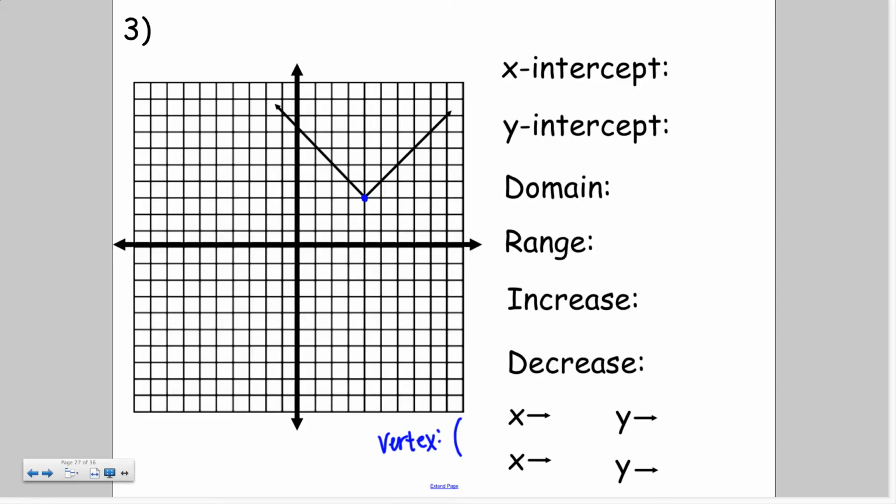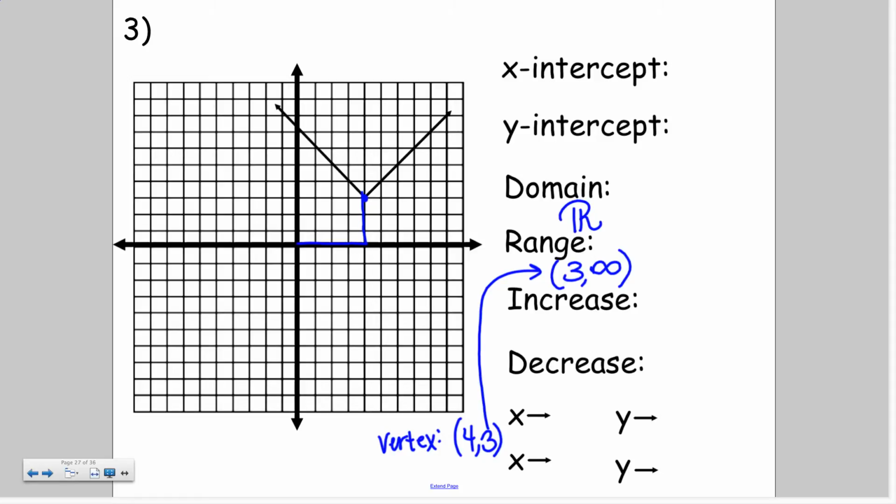It's right here. So 1, 2, 3, 4. 1, 2, 3. So 4, 3. Now, my range is 3, and I'm going up on both ends, so to infinity. My range are real numbers.